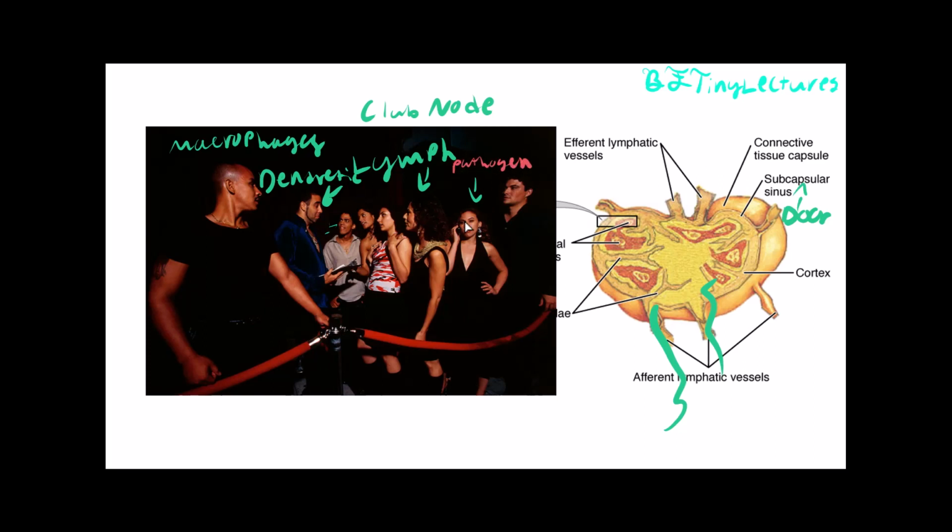And I'm sorry if she's watching this video, but she's a pathogen. So she's trying to sneak her way into the lymph node. But this guy sees her and he says, we're not going to let you pass. And in fact, we're going to alert security.